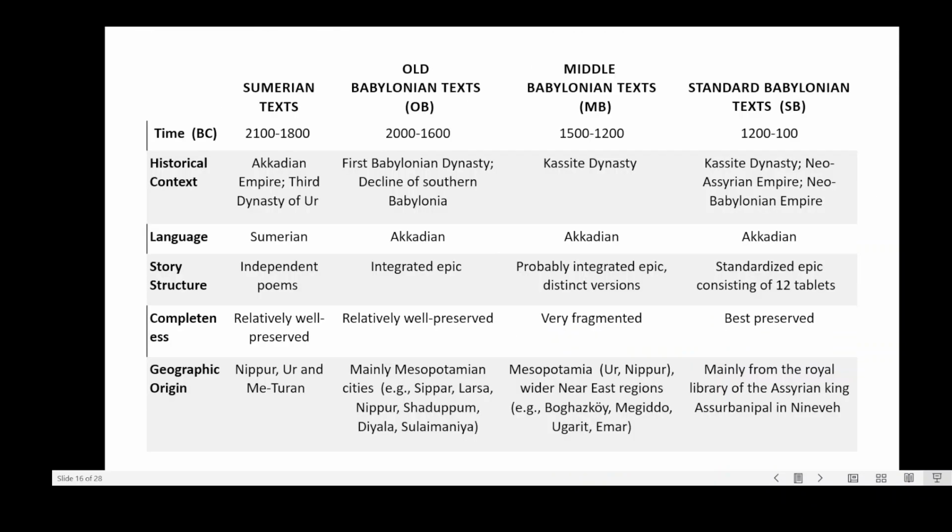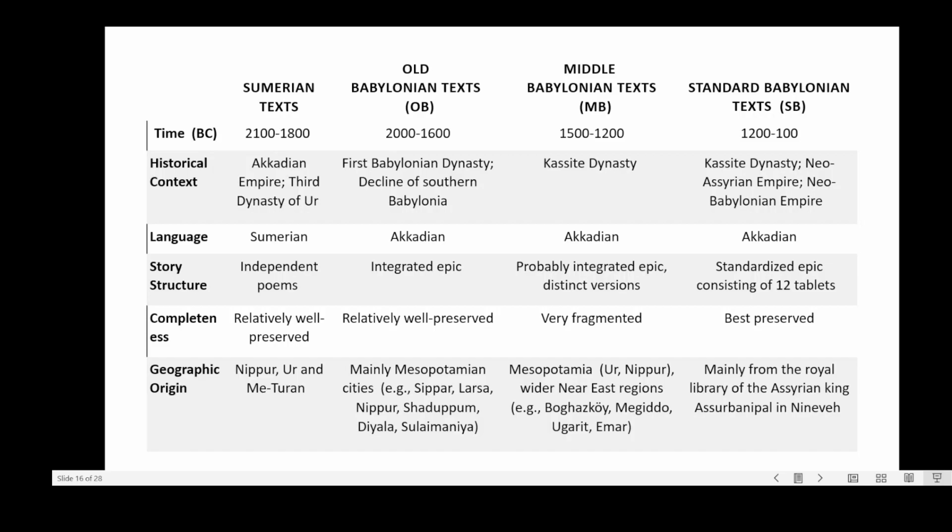So just to give you a bit of an overview of the versions that are available and the time spans. The first texts that we have reach back about 2100 BC. They are written in Sumerian. They're independent poems about the exploits of Gilgamesh and all the stuff that he got up to. They're relatively well preserved. But they're independent stories. And about 200 years later, in Akkadian, so in a different language, we have a first coherent narrative that links these stories into an integrated epic.